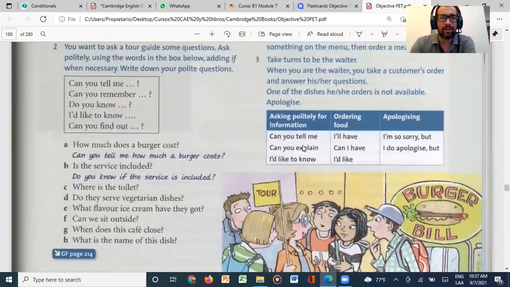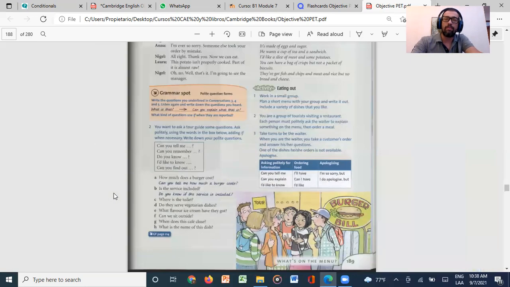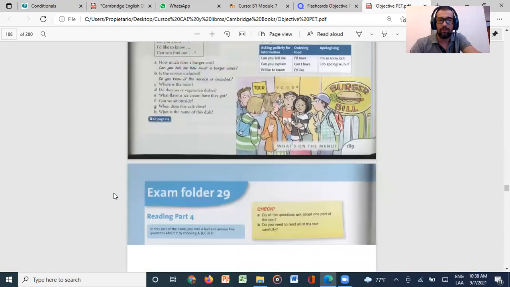This is also very important for you to do. It says you want to ask a tour guide some questions. Ask politely using the words in the box below, adding if when necessary. Write down your polite questions. For example, how much does a hamburger cost? So you say, can you tell me how much a burger costs? Or is the service included? Do you know if the service is included? So here you're going to create reported questions, so to speak, and over here with the other ones from C to H. Okay, so that part is also very, very important for you guys to do.